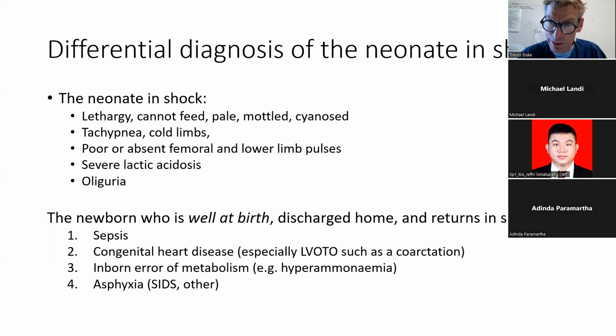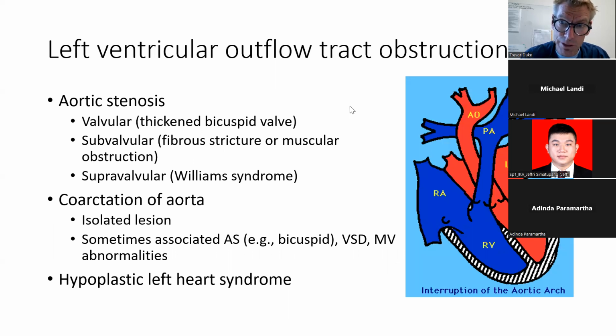Could it be sepsis? Could it be congenital heart disease? Could it be the baby's had an asphyxial event at home? Or could it be some metabolic condition? They're the four things. This baby that I just showed you had left ventricular outflow tract obstruction, and she had what's called an interrupted aortic arch. And it's like having a severe coarctation.